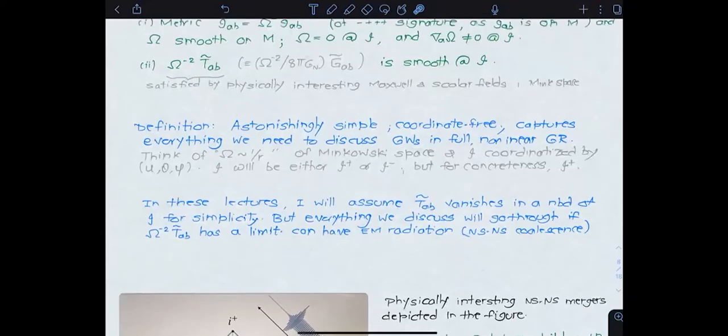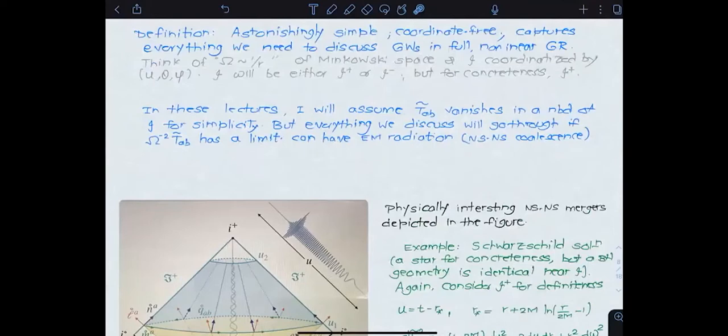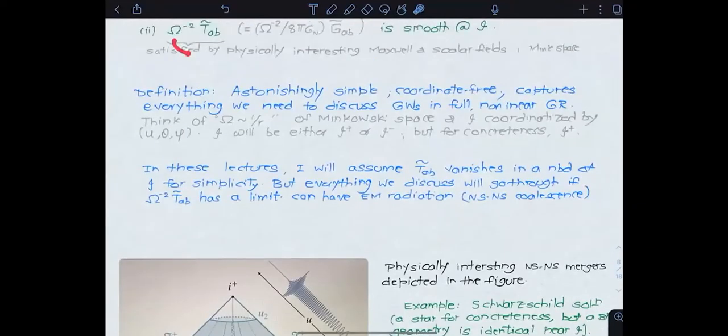So we're not assuming that the stress energy tensor vanishes everywhere, just that near infinity it vanishes. This is just for simplicity. You can do everything without it, but then the formulas become a little more complicated. In the references I give you, this condition is not assumed. We just assume this condition up here.